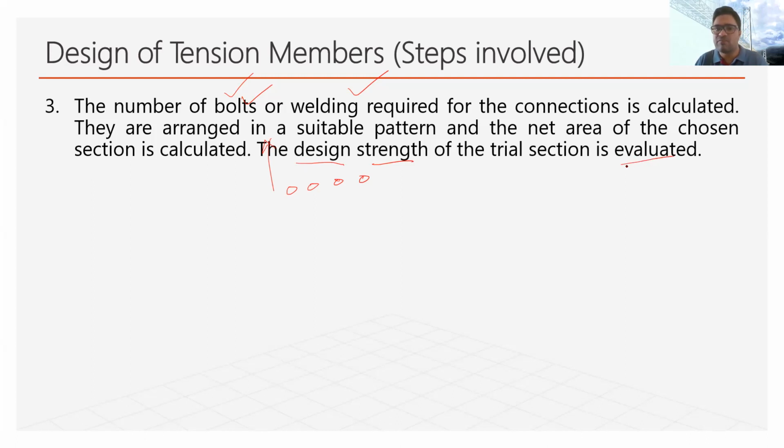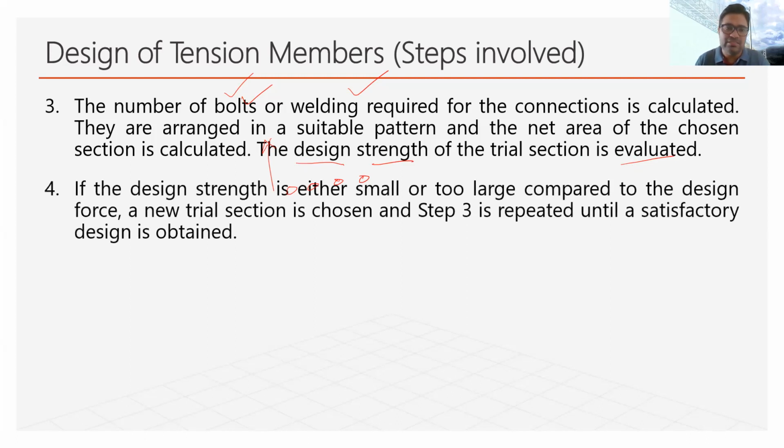Then we find the design strength of the trial section, like Td, Tdg and block shear strength. We find the strength of the section in terms of yielding, rupture and block shear, and whichever strength is lowest will be the design strength of the trial section. Then we compare that design strength with the factored tensile force which is required to be transmitted.